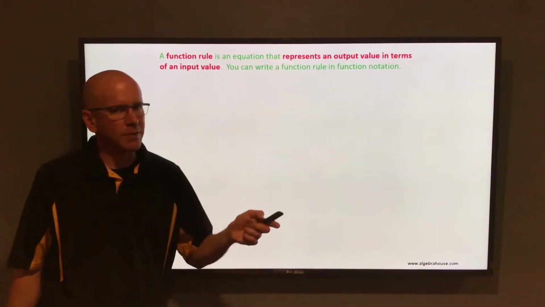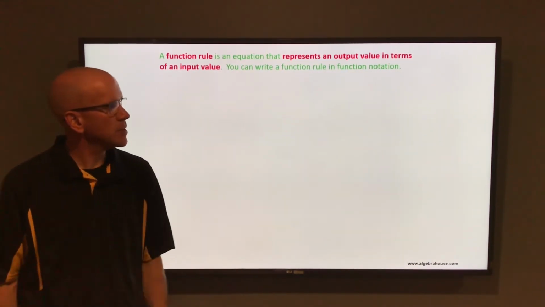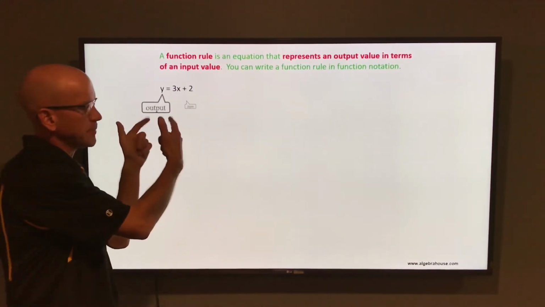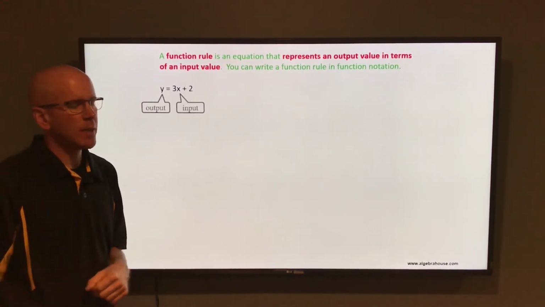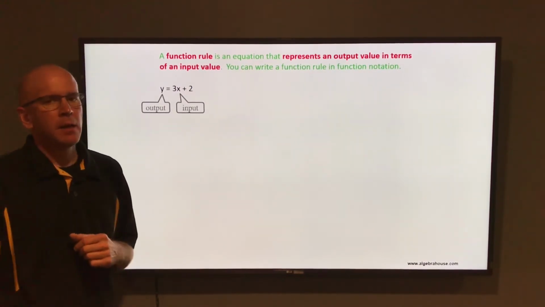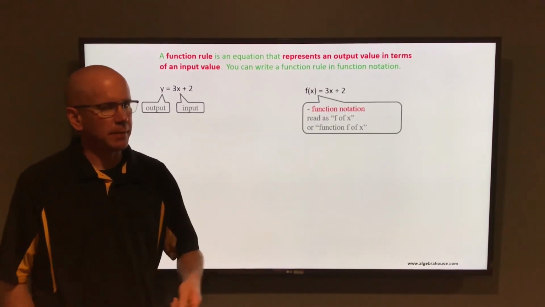A function rule is an equation that represents an output value in terms of an input value. You can write a function rule in what's called function notation. You've seen these before. y equals 3x plus 2. The y is the output, the x is the input. But that could be written a different way and still mean the same thing.